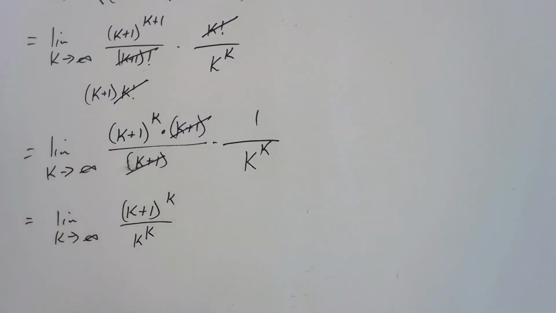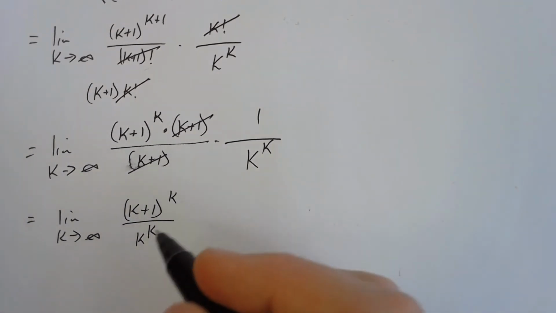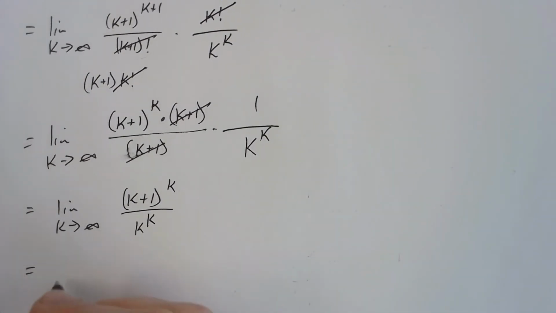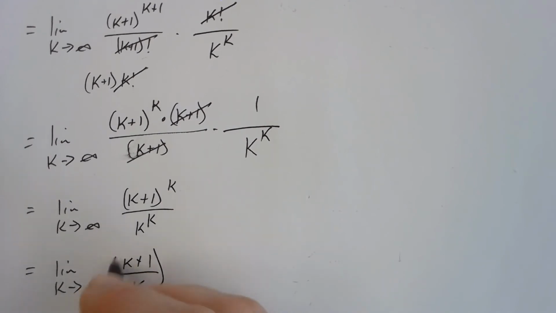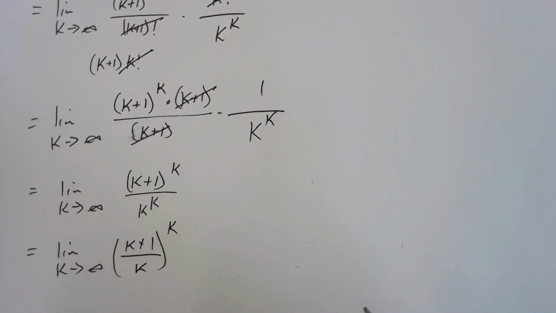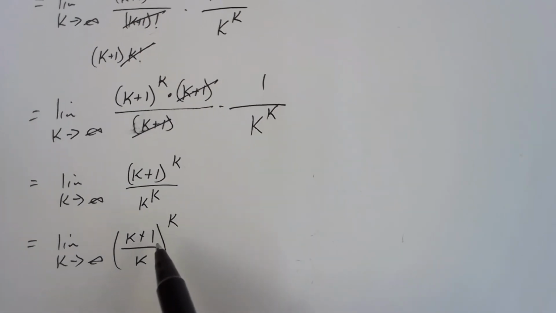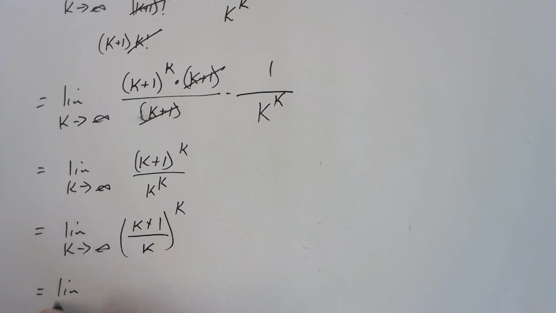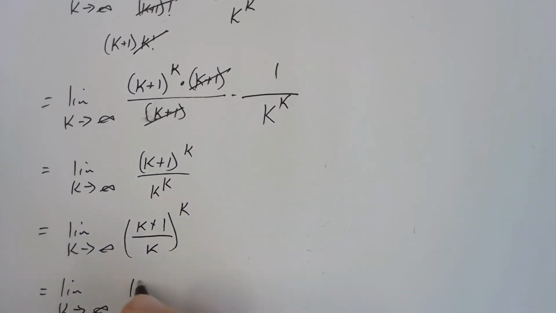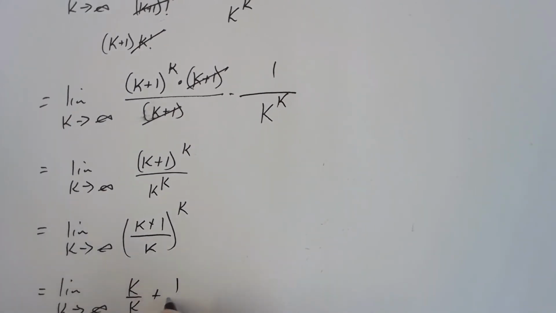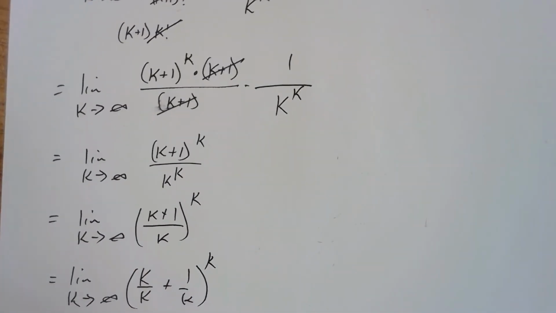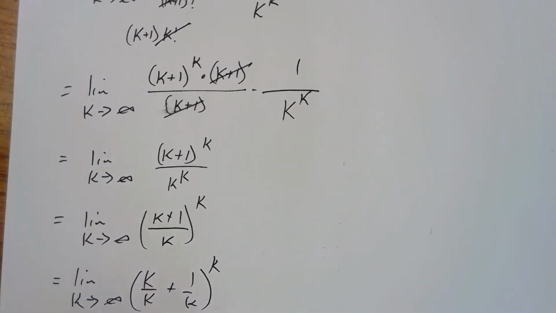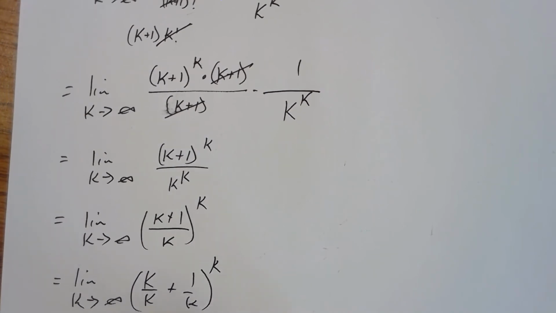But if you recall, when there's an exponent on this stuff and the exponent is the same, powers can be distributed over multiplication or division. So I can technically undistribute them, making this k plus 1 all over k, to the power of k. Now, at this moment, the idea is that this is the limit as k goes to infinity of k over k plus 1 over k, all to the power of k. And we'd hope that we can conclude that this is 1 plus 1 over k to the power of k.